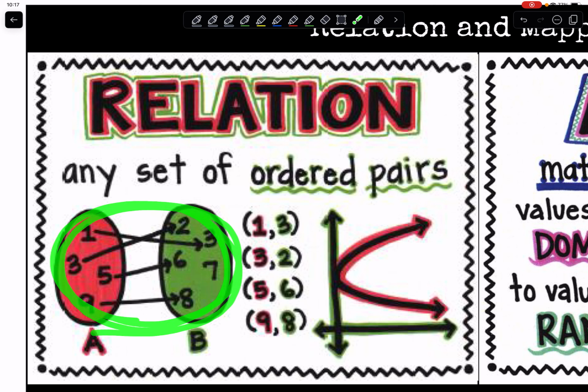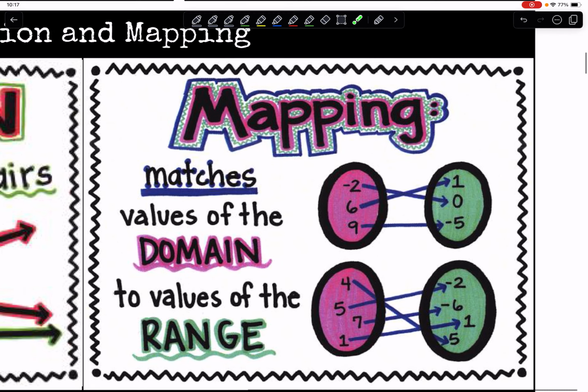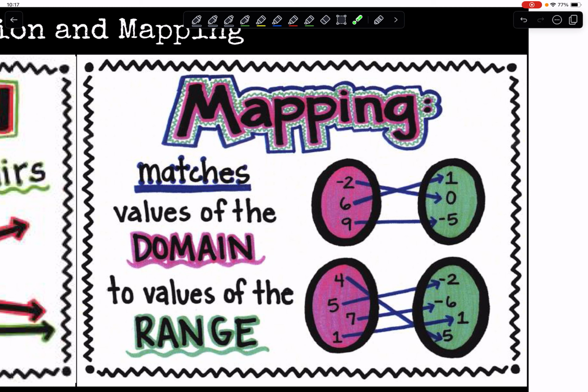This diagram right here is referred to as a mapping, where the mapping matches the domain to the values in the range. So like right here, the relation here is that -2 is going to be operated on. We're going to do something to -2 where it's going to be mapped to 0. So the relation is that -2 gives us a y value of 0, or an output value of 0. The same thing with 6. That gives us an output value of 1. 9 gives us an output value of -5. So this is an example of a relation.